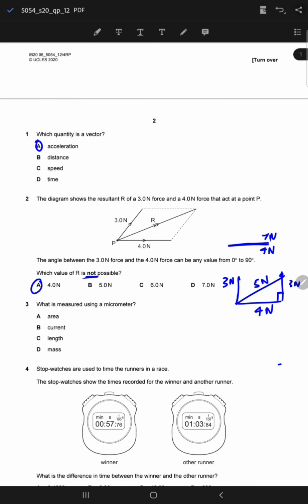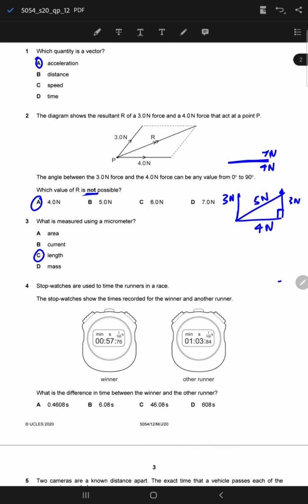Which is measured using a micrometer? Area is not measured using a micrometer, nor the current, nor the mass. It's the length. It's an instrument which measures length, so it measures the diameters of different objects, small objects. So the answer would be C.